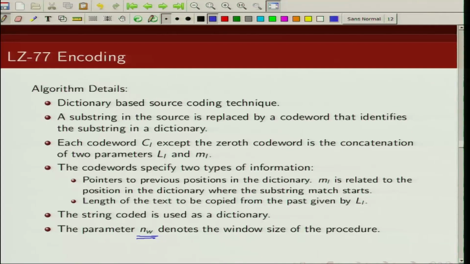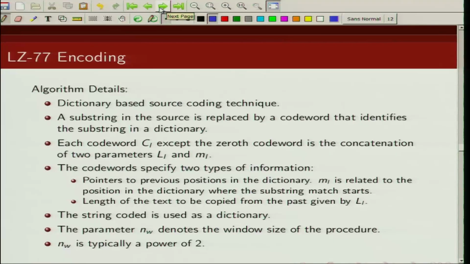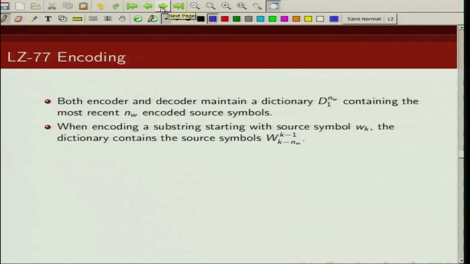As I mentioned, this is a sliding window version of the Lempel-Ziv algorithm. So I have a window of size N_W, and typically this is taken as a power of 2. In this scheme, both encoder and decoder maintain a dictionary containing the most recent N_W bits. So both encoder and decoder are maintaining a dictionary of the most recently received N_W encoded source bit symbols. When encoding a substring starting from a source symbol W_K, the dictionary contains source symbols from W_{K minus N_W} to W_{K minus 1}.